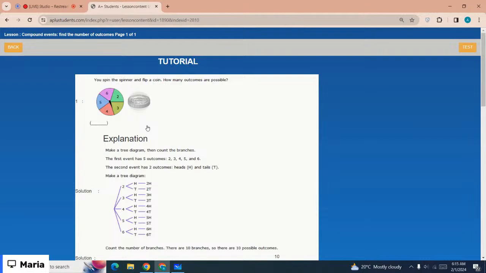So you have to do 2 times 5, right? Because when you flip a coin, you have two outcomes, either head or tail, right? And for the spinner, you have five outcomes. You need to calculate the total outcomes. So you need to do 2 times 5, and 2 times 5 makes 10. That means the total outcomes for both the events is 10.